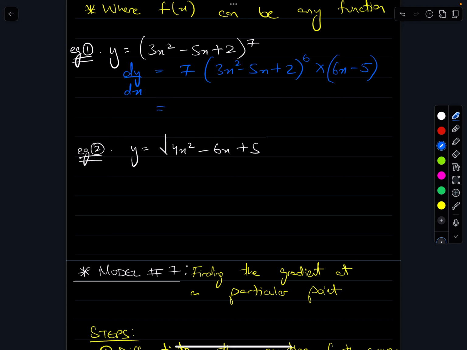Thus, for the final differential, let's simplify this by multiplying 7 to this. So we have 7 into 6x is 42x, and 7 into 5 is minus 35. And this part remains as it is.